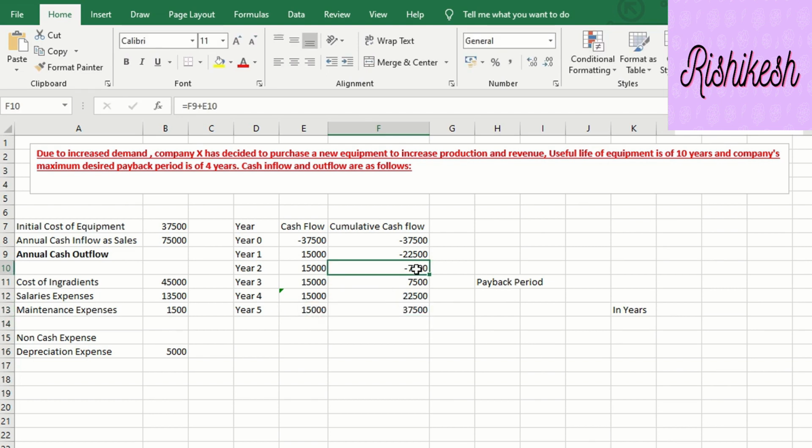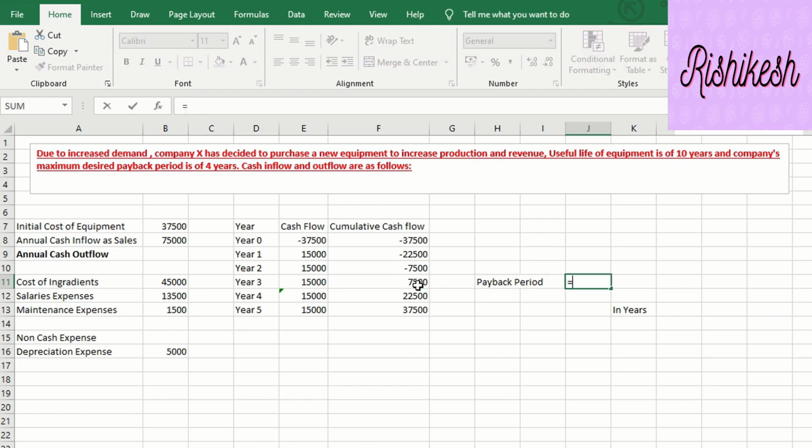Now, if you see, somewhere between year 2 and year 3, your cumulative cash flow is going to be 0. So that will be your payback period. One thing is for sure, I know that it's going to be 2 years. Now, how much more than 2 years and before 3 years is the cumulative cash flow going to be 0? So again, we have to compensate for this 7,500 in the third year.